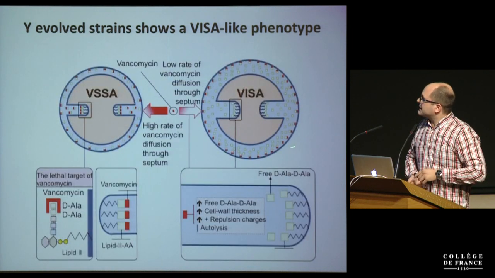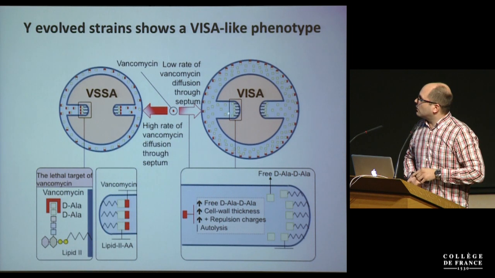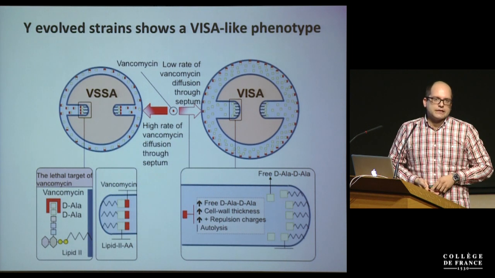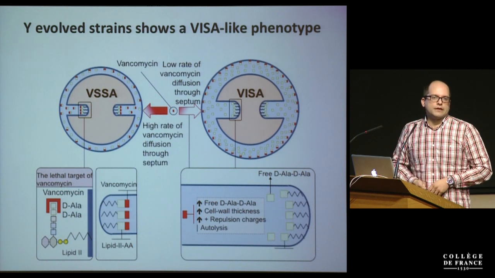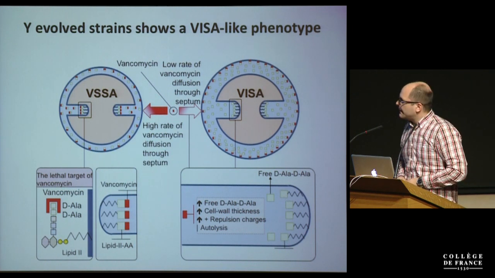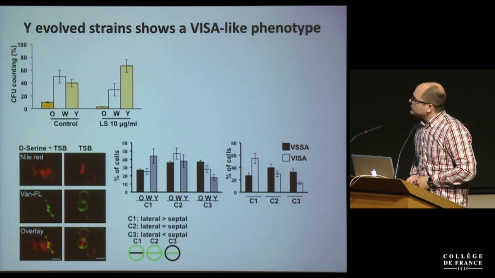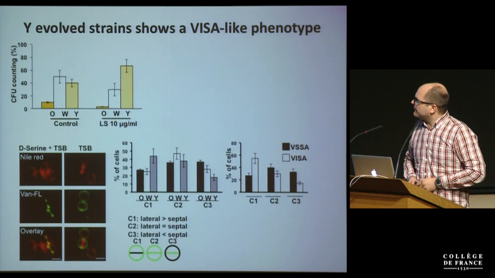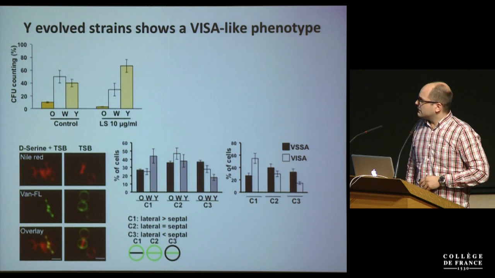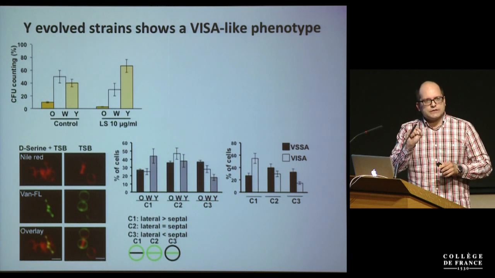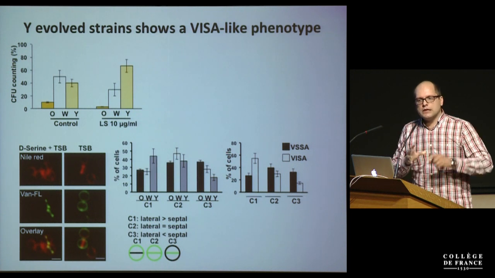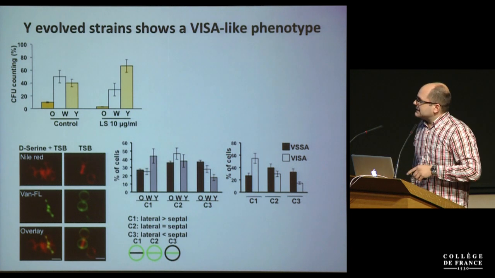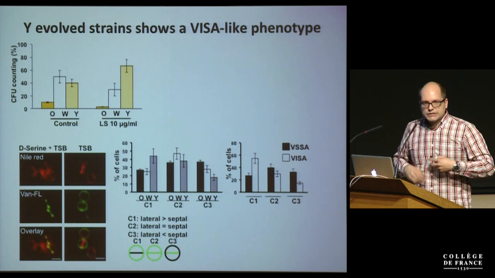So in this particular case, the VISA, with a thicker cell wall, will prevent the interaction of BSA with the generation of the cell wall here at the tip of the division septum. So there were many experiments to test this. I'm going to show you just two of them. The first is that we used a lysostaphin treatment, which we know degrades the cell wall, to test the capacity of these 3 strains to resist lysostaphin.